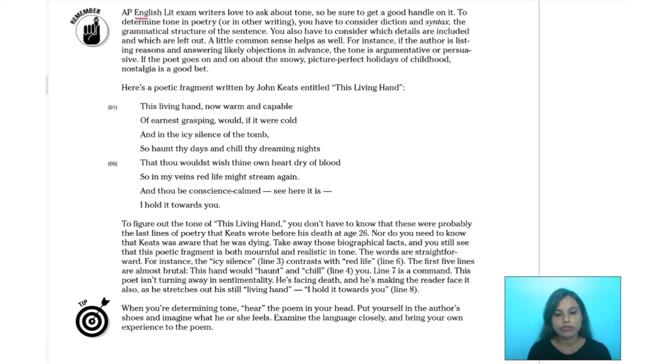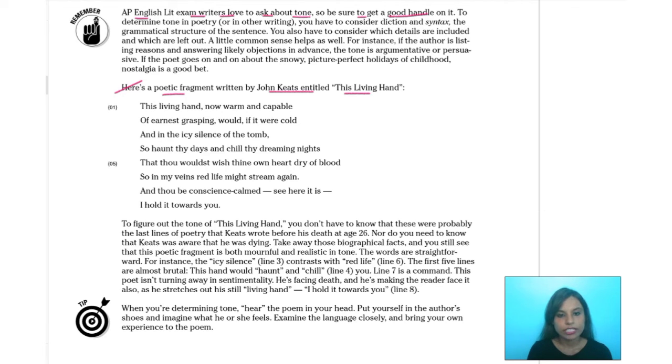AP English Literature examination writers love to ask about tone. So you should be sure to get a good handle on it. Now let's check this example. Here's a poetic fragment written by John Keats, entitled "This Living Hand."